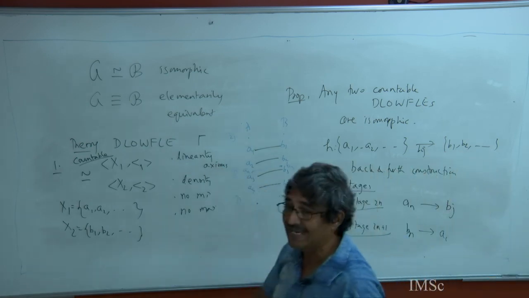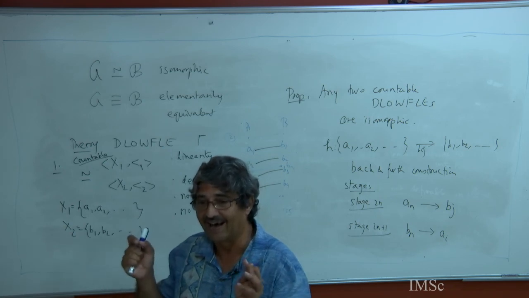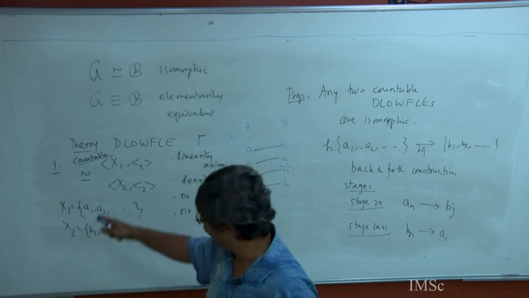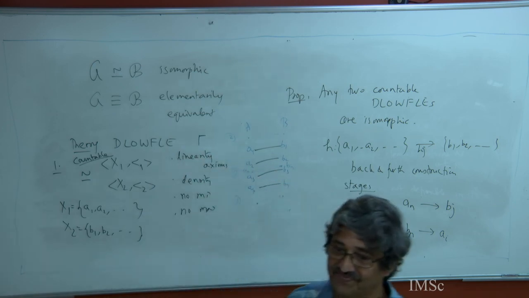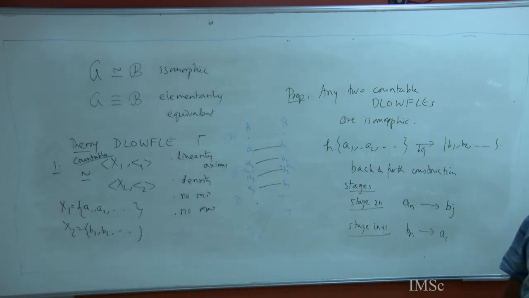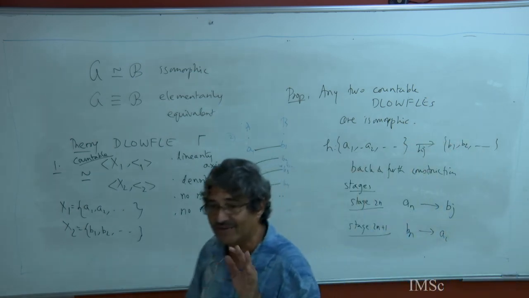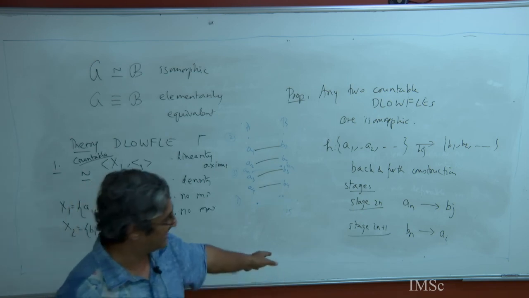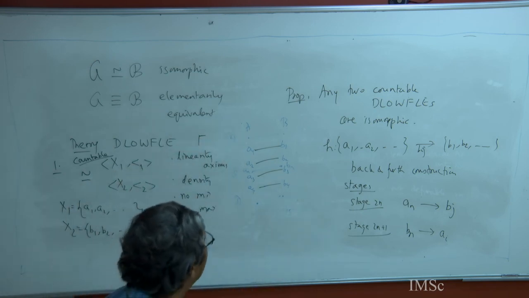And this says that any two countable models are isomorphic, right? That's what it says. Cantor's theorem says something stronger. If you take any countable dense linear order without first and last elements, it's actually isomorphic to the ordering of the rationals. Now comes something interesting.